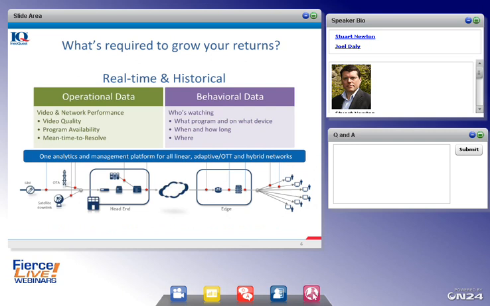So how do you do that? Well, you need information. And the way we categorize the information is in two ways. First is operational, and the second is behavioral. So if you're looking at the operational side, what we're talking about there is the video quality, the program availability, what the uptime was of the video. Was your video there 99.98% of the time? Was it good? If you had issues with the network, what's the mean time to resolve? How quickly did you manage to fix the issues?